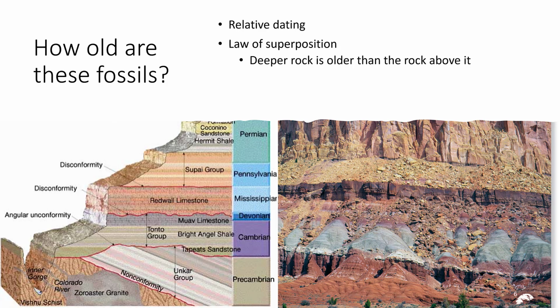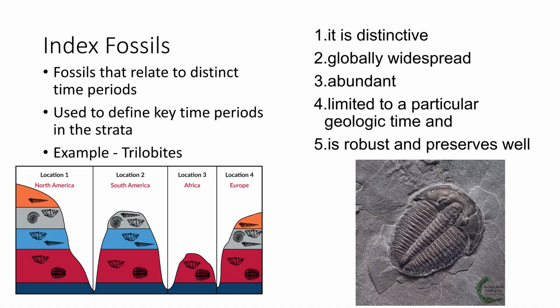When we date fossils, there are two major types of dating that we talk about. Relative dating looks at the fossils in the strata layer. We use the law of superposition, which states that deeper rock is older, to help us place fossils in different categories or timeframes. Sometimes we also use fossils, called index fossils, to relate different strata across the world. We use this to define key time periods in the strata.